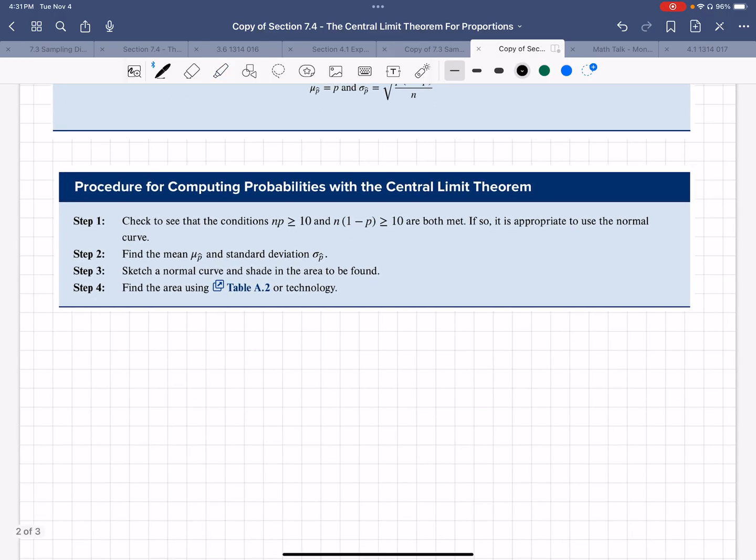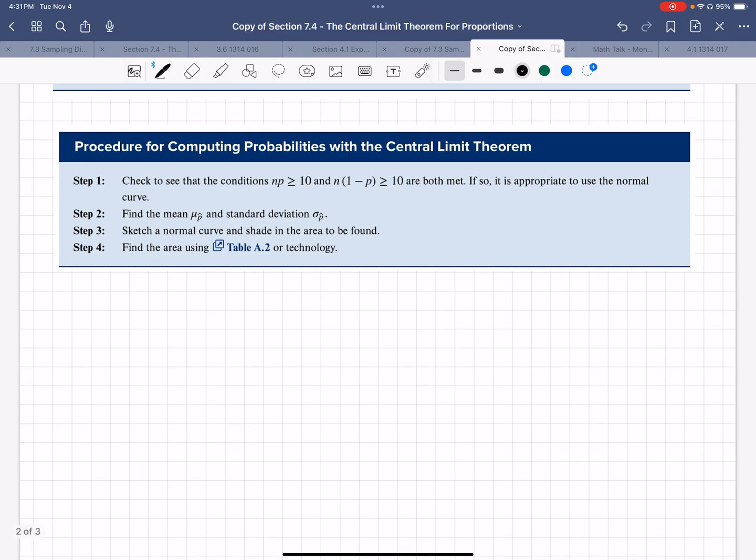So that goes into the procedures for computing probabilities with the central limit theorem. Notice you see where it says we do have to check those to start with. Make sure they're both met so that it's appropriate to use the normal curve. That's what we did that for in 7.3 also.